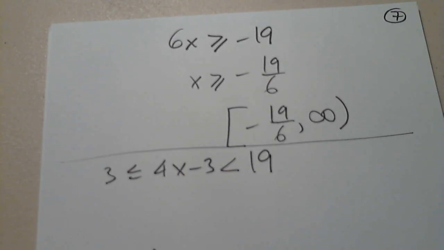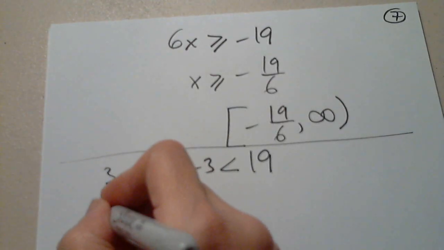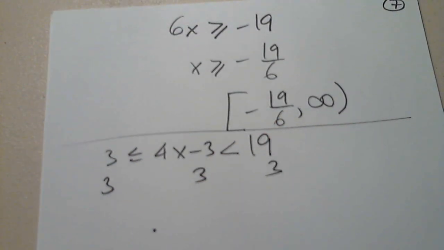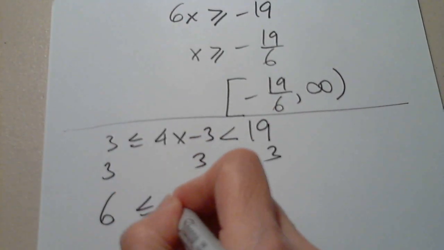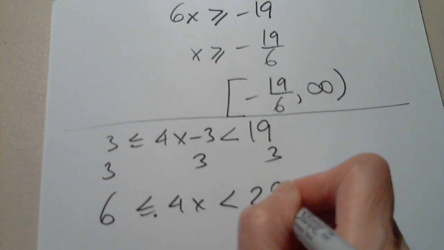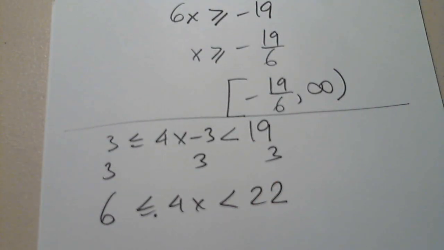Well, you have to add 3 to each side. All 3 sides. Very good. So this is 6 less than or equal to 4x less than 22. Excellent. That's the weakest link. We have to get rid of it. Good. What happens next? And again, we cannot pick and choose. If we add to the left, we add in the middle, and we add to the right.